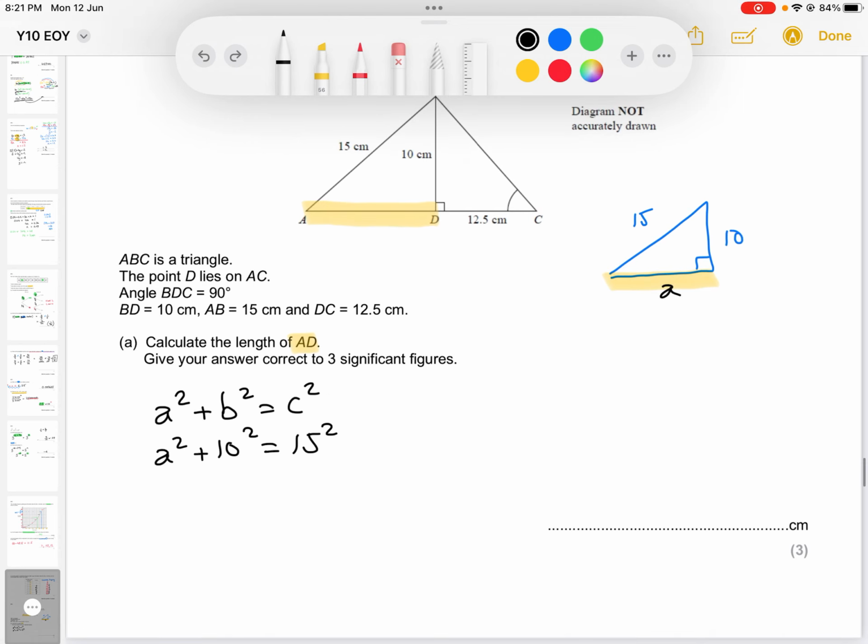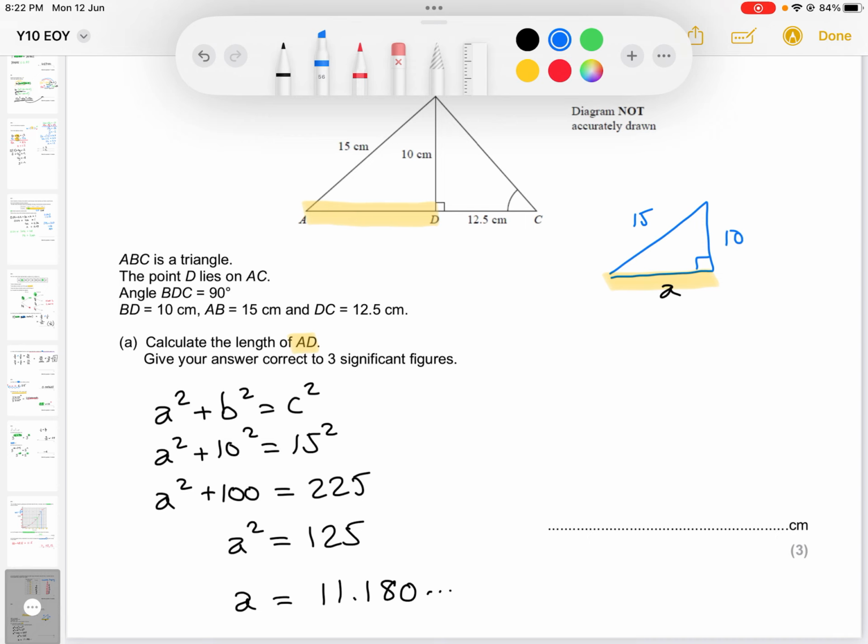And then we are going to solve this equation for A. So first thing I could do is square the numbers that we have here to give us 100 and 225. Take away 100 from both sides, giving us this. And then I'm going to square root both sides, giving us A is 11.180, so on and so forth. Question wants it correct to three significant figures, so I'm going to be rounding after not the first, not the second, but the third significant figure here. That 8 is going to turn this 1 here into a 2, so 11.2 is our final answer.